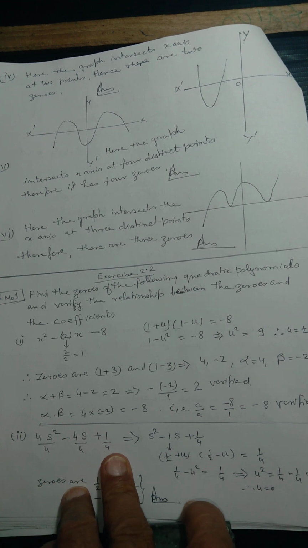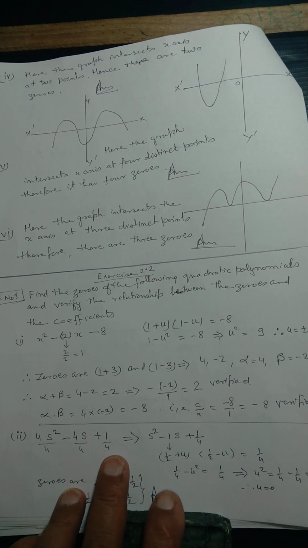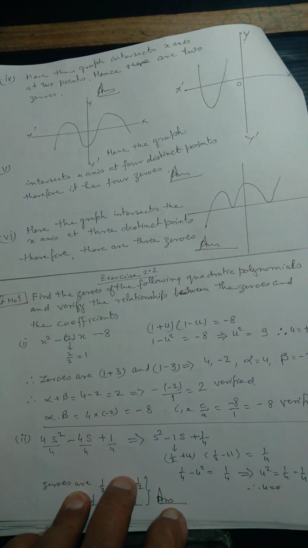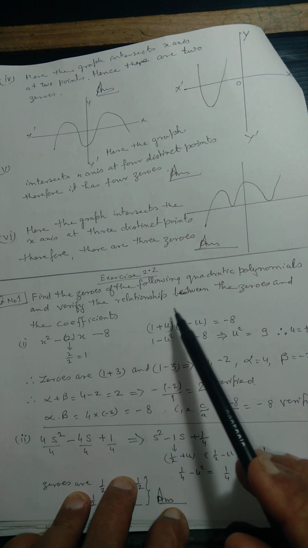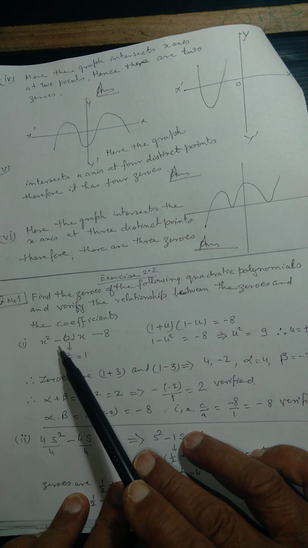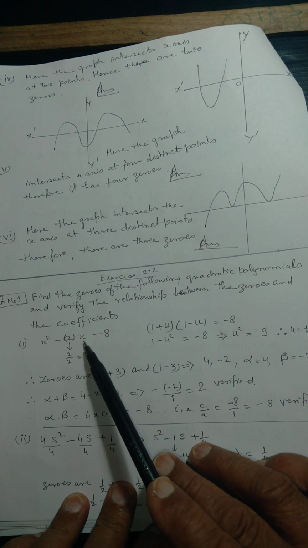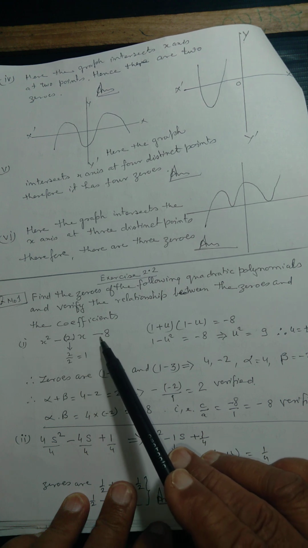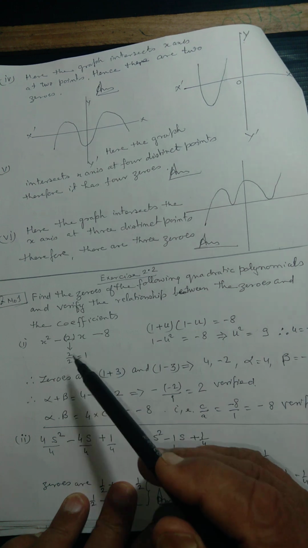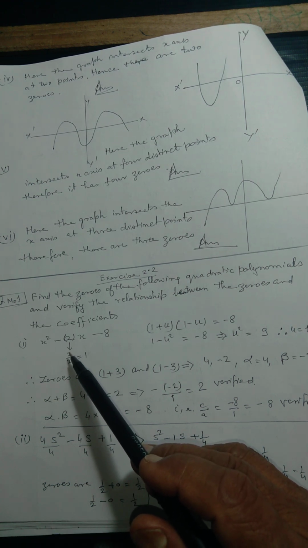Find the zeros of the following quadratic polynomials and verify the relationship between the zeros and the coefficients. Here x square minus in bracket 2x minus 8. This is one of the quadratic equations given. So how to factorize it? This is somewhat a different method which I am telling you here.